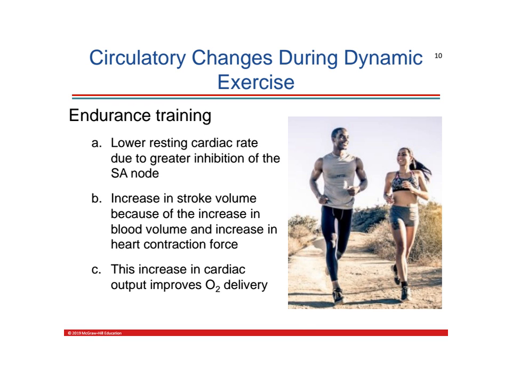There are a number of changes that occur in the body as a person does endurance training. The first is they'll have a lower resting cardiac rate, and this is due to greater inhibition of the SA node by the parasympathetic nervous system. Accompanying this lower cardiac rate is an increase in stroke volume. This increase in stroke volume occurs because there's an increase in blood volume, and this, of course, aids in venous return, leading to an end diastolic volume that's greater, and that leads to greater heart contraction force due to Starling's law, the Frank-Starling law of the heart, which we discussed earlier.